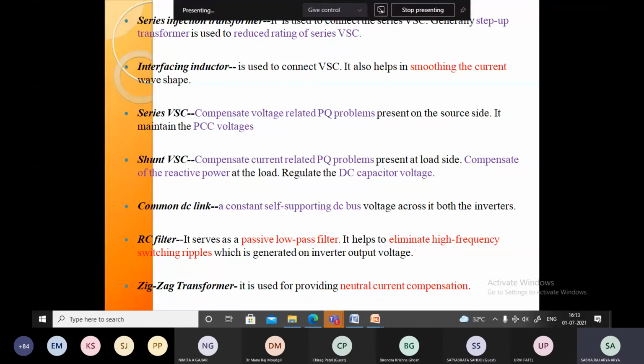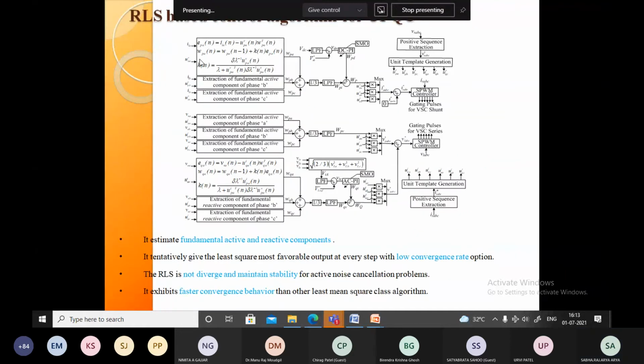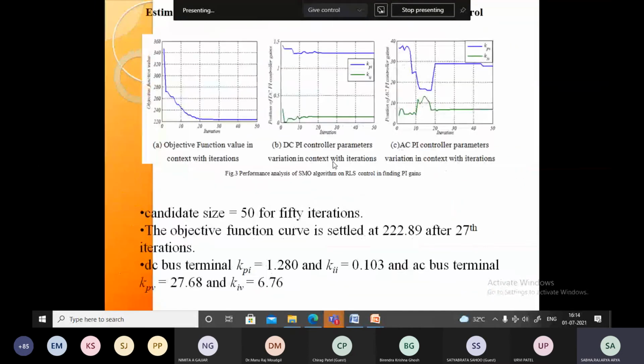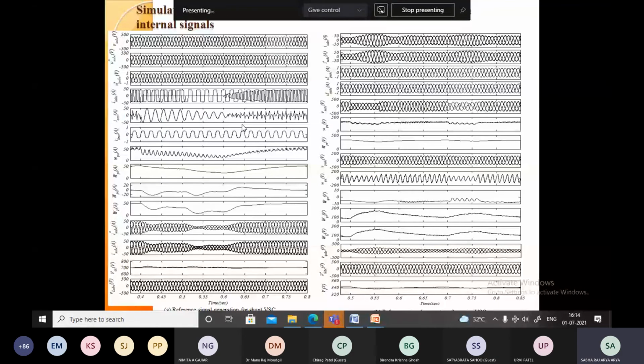Generally, a step-up transformer is used to reduce the DC link, to reduce the rating of the series filters. These are different components. These algorithms we cannot discuss in detail, because this is research some students are going to do now. Based on that, they have developed a control algorithm based on recursive least mean square. Then by SMO we have given the value of PI control again. Then you can see we have got the results.